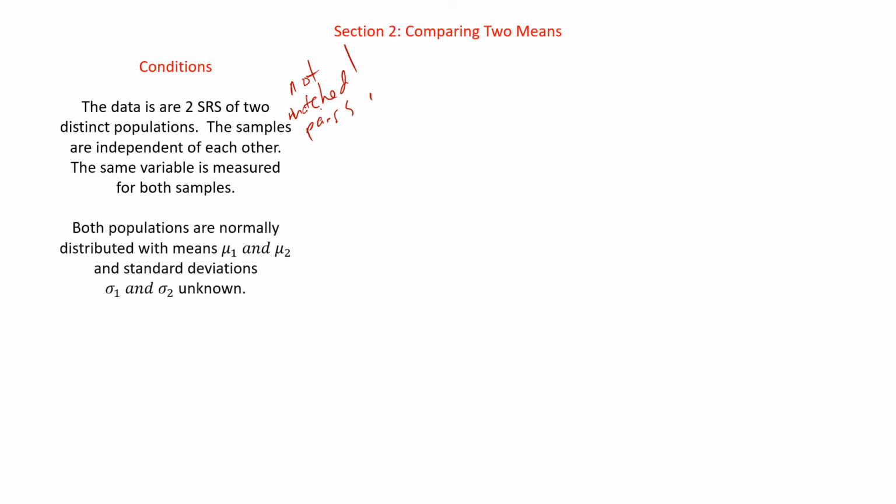Other condition: both populations are normally distributed, with means mu 1 and mu 2 for population 1 and population 2, and standard deviations sigma 1 and sigma 2. Those are generally speaking unknown, but we do have z procedures here as well. So for the sampling distribution of x bar 1 minus x bar 2, as opposed to just x bar, we take the sampling distribution of the difference between them. The mean is just the difference of the means.